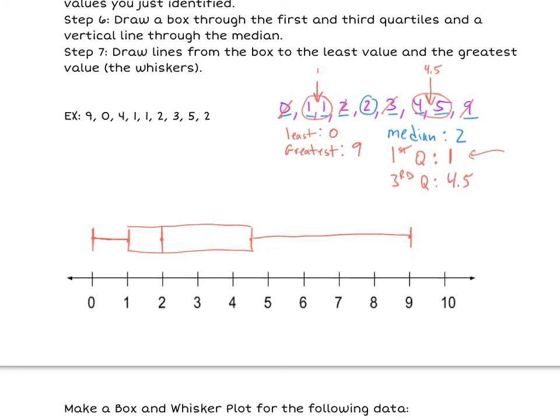A box for the 4.5. Yep, the box goes all the way from 1, the first quartile, all the way to the 4.5. Okay? Wait, we didn't finish this. Yep, that's it. We'll come back to it tomorrow. All right.